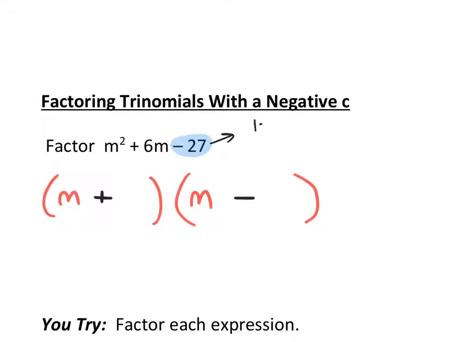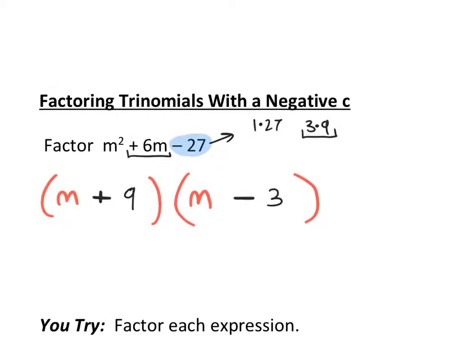So, we could create that list. 1 and 27, 3 and 9. Now, what makes this a little bit more tricky, though, is that one of these will be positive and one of these will be negative. So when you think about it from that perspective, you'll see that the 3 and the 9 are going to work. Because in order to get this positive 6, I'll need to have a positive 9 and a minus 3.